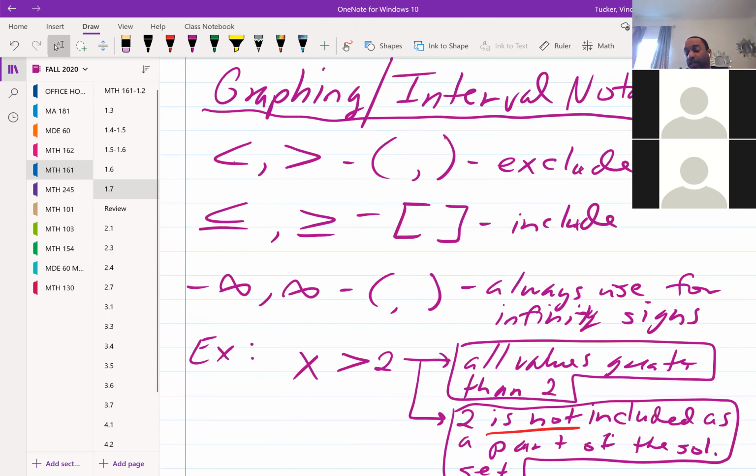So if it's less than or greater than, we will use parentheses. That means we will exclude the value in question. We'll talk about what that means in a second. Less than or equal to, greater than or equal to will be a bracket. That means we will include the value. Negative infinity to positive infinity will always use parentheses. So anytime you have an infinity symbol, you'll always use parentheses because you cannot include infinity, because you can always go to the next number. So before I go down to the example, I'll let you copy that, make sure you got that.